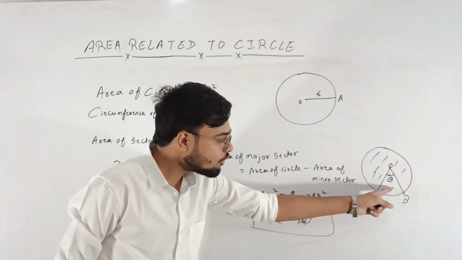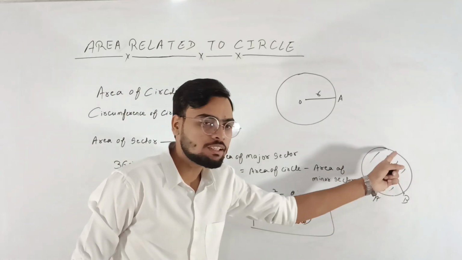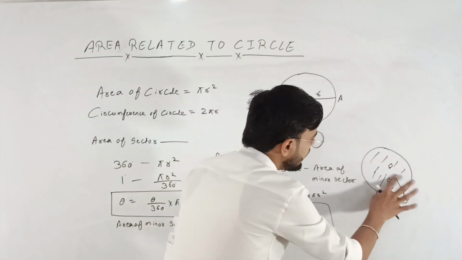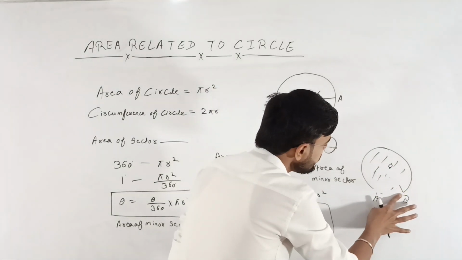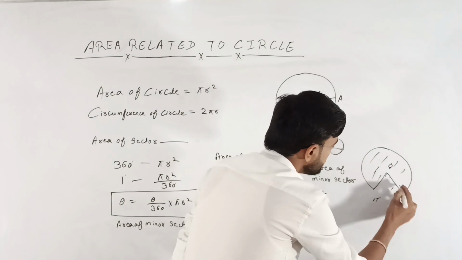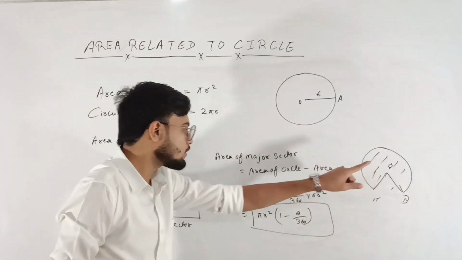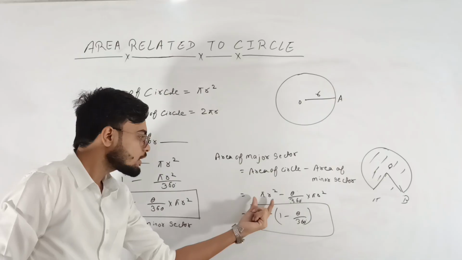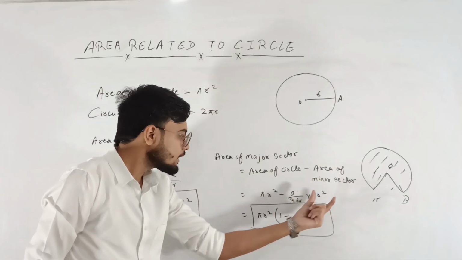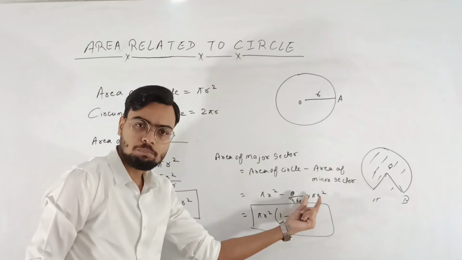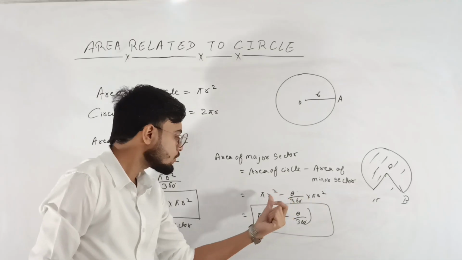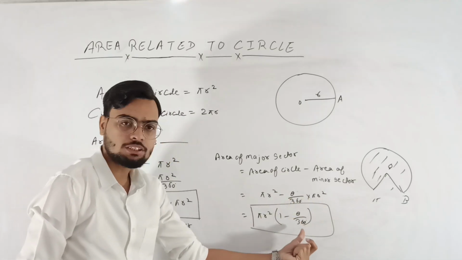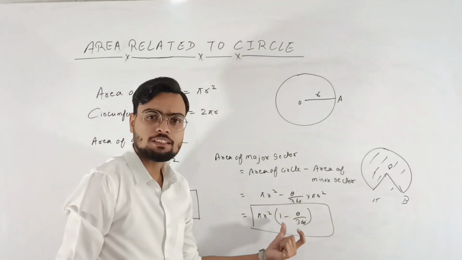If I subtract the area of this minor sector from the whole circle, then I get the area of this part, and this part is the major sector. So I write it here: area of circle minus area of minor sector. Area of circle is pi r square, and area of minor sector is theta upon 360 degree into pi r square. So now I take pi r square as common, then I am left with 1 minus theta upon 360 degree. This is the area of my major sector.